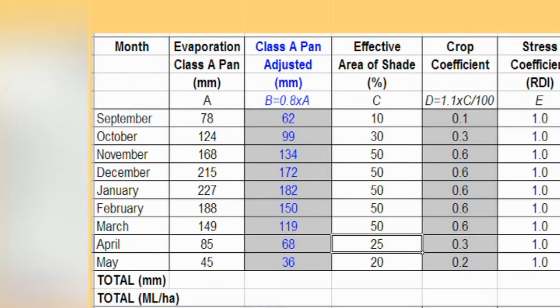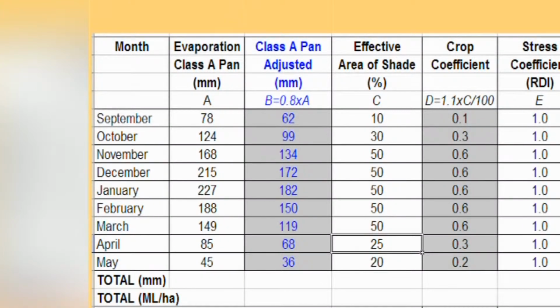So column A on this screen shows the accumulated evaporation for each month from September to May. And you'll see that the evapotranspiration or evaporation increases in spring through to summer where it peaks, and then decreases as we move into autumn.